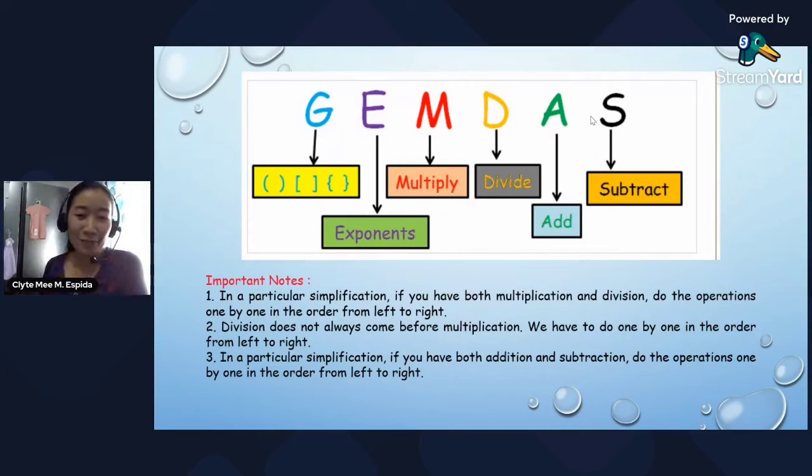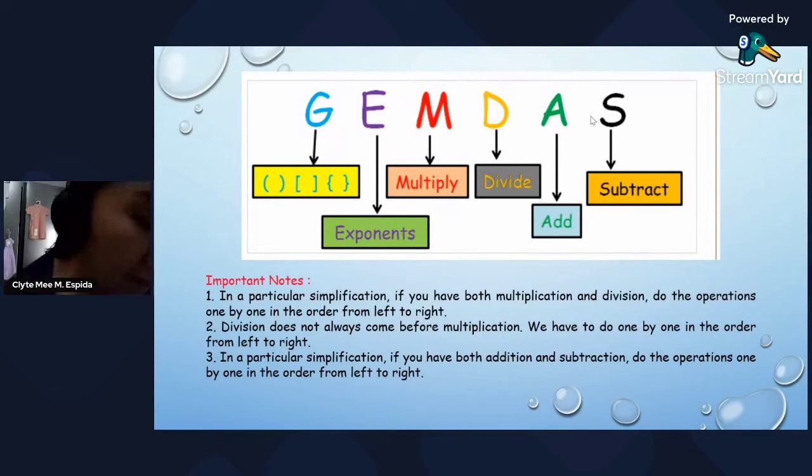simplification, if you have both multiplication and division, do the operations one by one in the order from left to right. So it does not necessarily mean that division always comes before multiplication. So we have to do one by one in the order from left to right. The same is true with addition and subtraction. So if you have both addition and subtraction, do the operations one by one in the order from left to right.